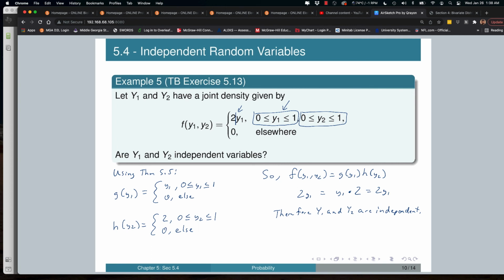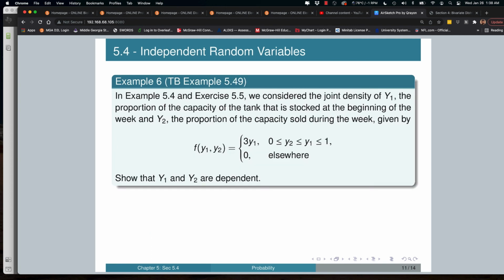Okay, so I got one more example here, and they're wanting us to show the scenario here is dependent. The scenario here doesn't matter so much, but this is going back to something we did back in the lecture on 5.2, where we had the tank. I think it was a gas tank, and y sub 1 represented the proportion of the capacity of the tank that is stocked at the beginning of the week, and y sub 2 was the proportion of the capacity sold during the week.